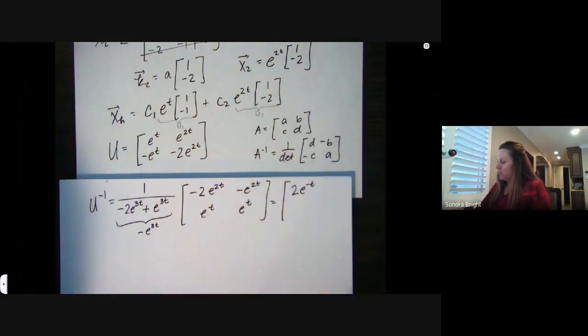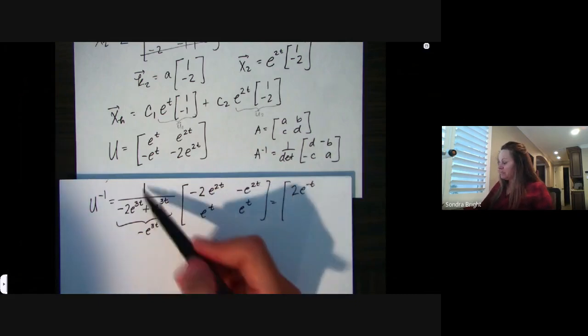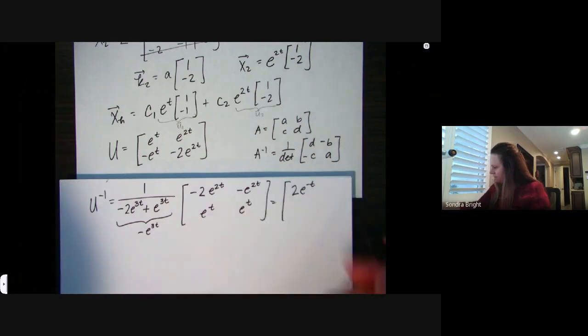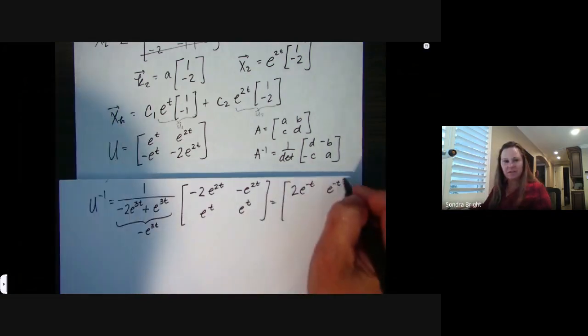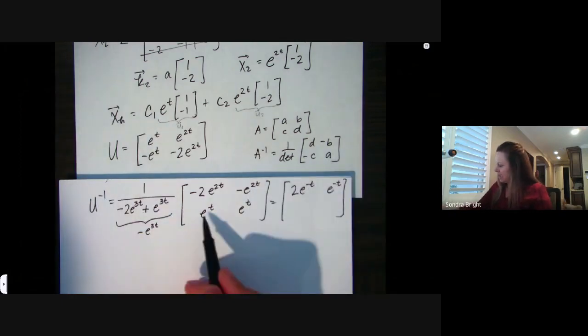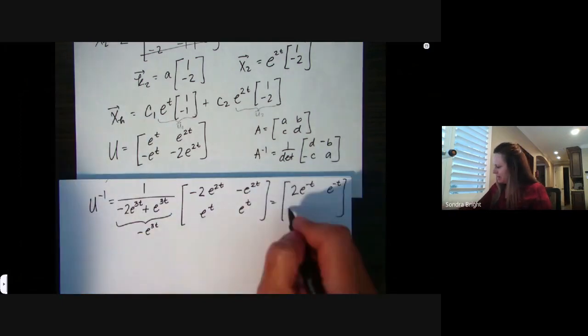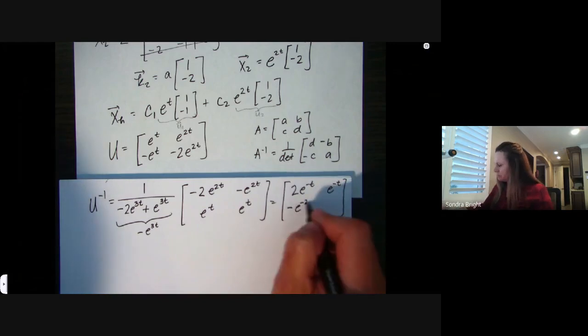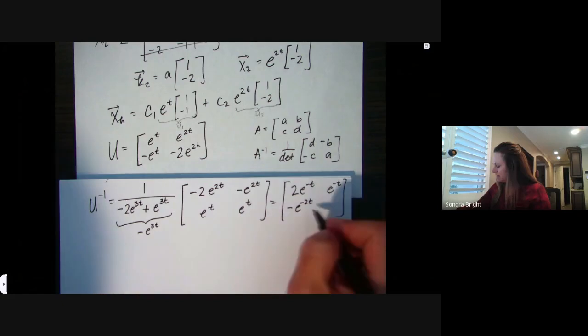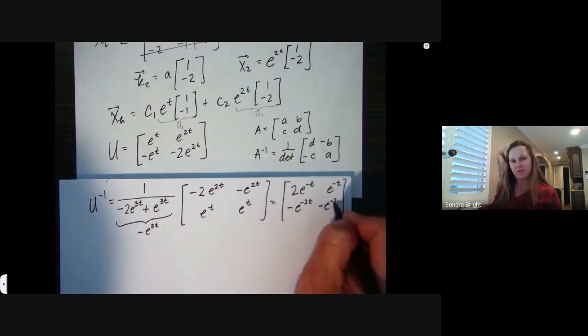Multiplying negative 1 over e to the 3t times negative e to the 2t will leave me with a positive e to the negative t. Negative 1 over e to the 3t times e to the t will leave me with a negative e to the negative 2t. And then multiplying this times e to the t will leave me with a negative e to the negative 2t. So that's my U inverse.